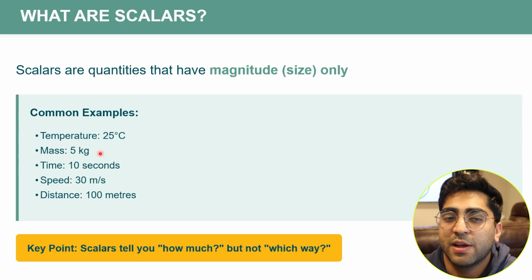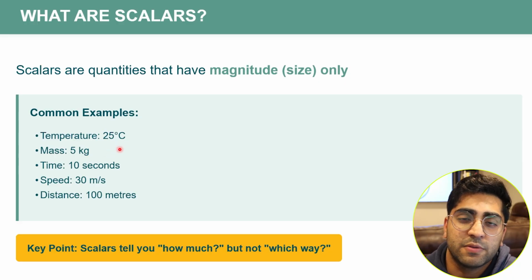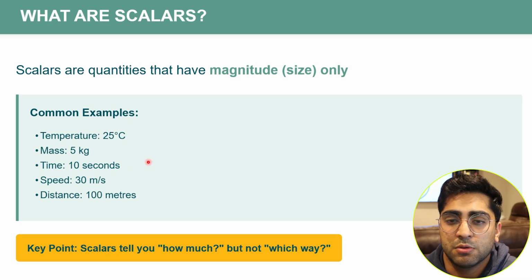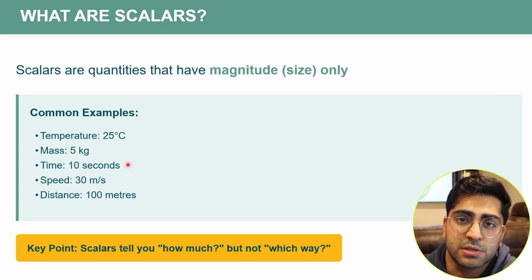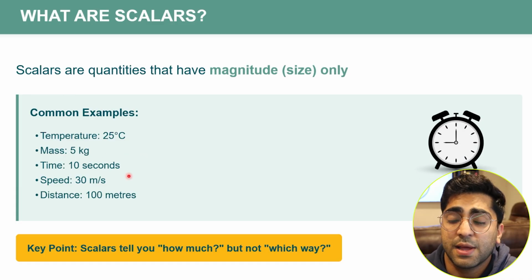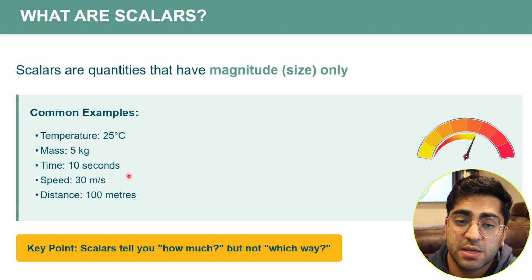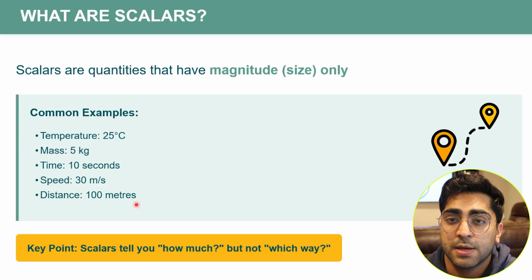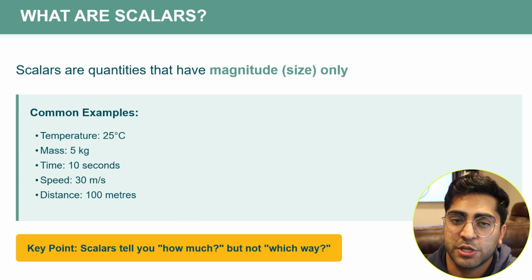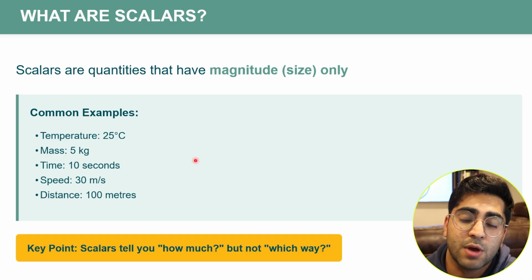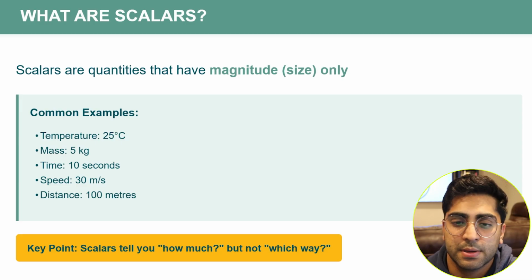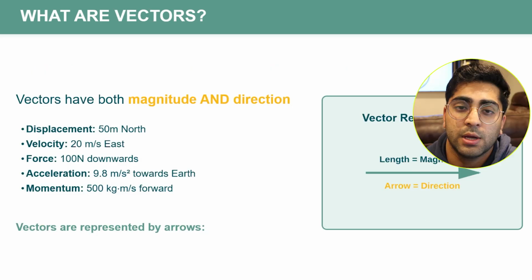So a mass of 5 kilograms or a temperature of 25 degrees Celsius completely tells the story of what you're talking about. The same thing applies to something like a time of 10 seconds, a speed of 30 meters per second, or a distance of 100 meters. Now, all these quantities have one essential component, which is the magnitude, meaning size, right? So scalars tell you how much of something you have, but they don't give you a particular direction. So moving on to vector quantities.